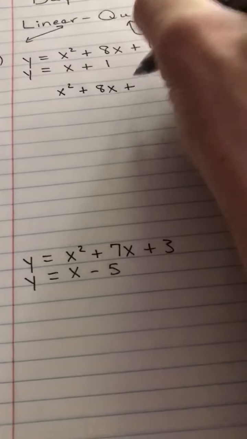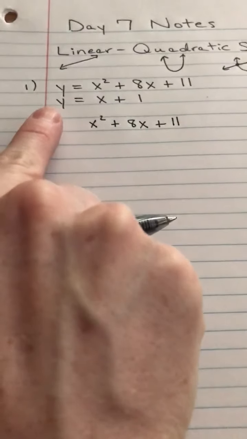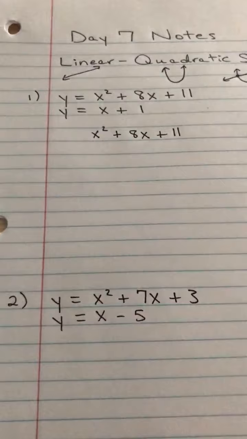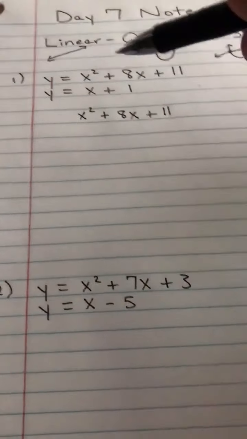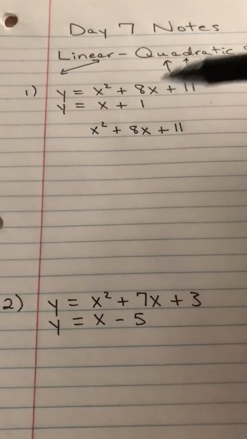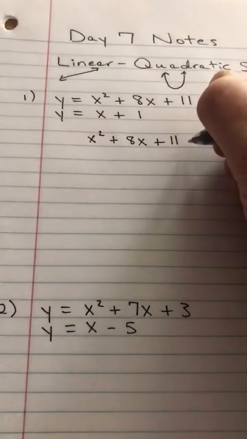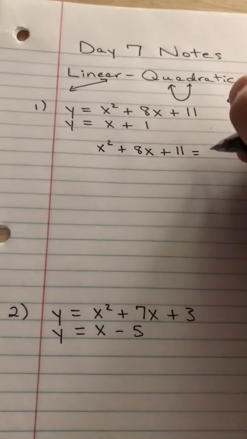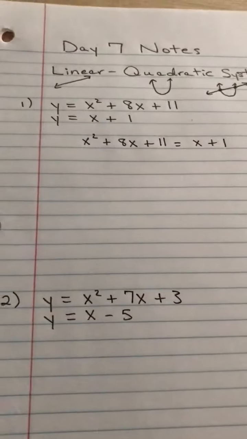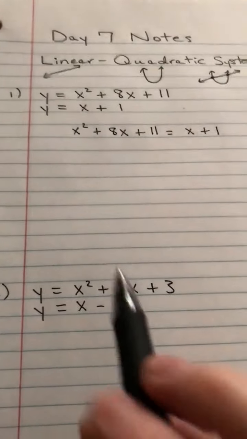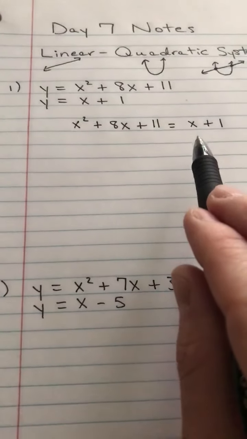What you're going to find out with these questions is that the left-hand side, the y's, they tend to disappear quite early. What we're going to do is set these two lines equal to each other. So I've got my x squared plus 8x plus 11, and I'm going to set that equal to the x plus 1 below it. For these questions, I always want you to put the x squared on the left side and put the regular x on the right side.